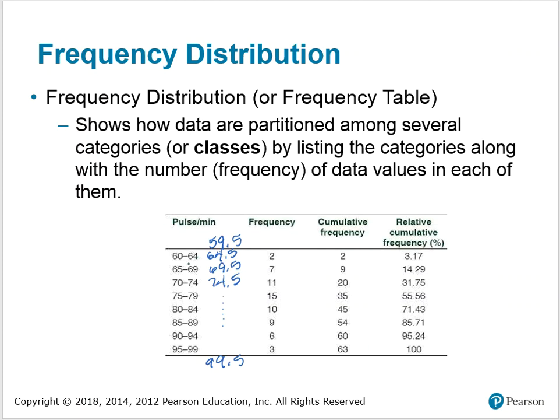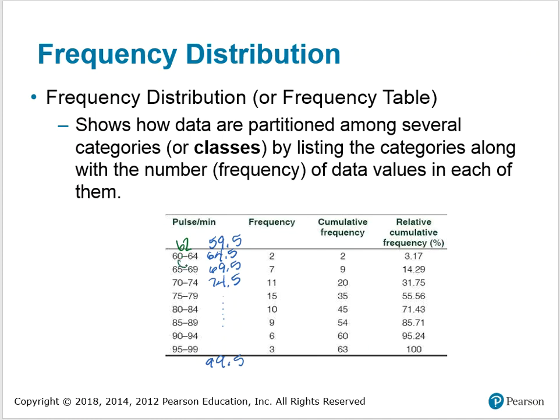60 to 64, they're 4 apart. Cut that in half, that's 2. So the middle of 60 to 64 is 62. And now if you add 60 and 64, you would get 124. Divide that by 2, you still get 62.